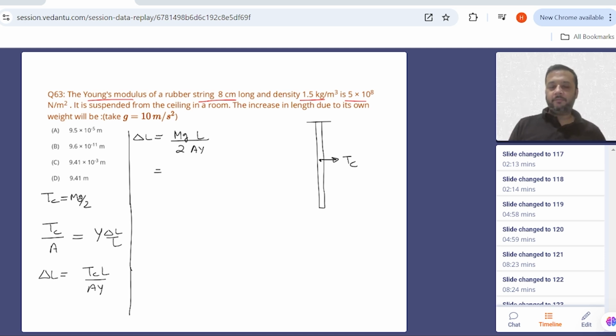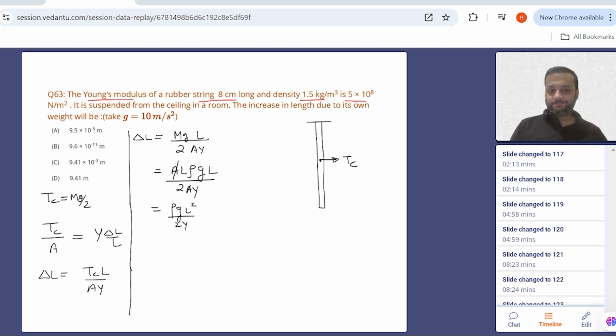Now what is the value of m? M can be written as cross sectional area into length, which becomes the volume. Volume into density becomes the mass. So this becomes the mass of the rod into gravity into the length upon 2AY. So A gets cancelled and we have rho g into L square upon 2Y.